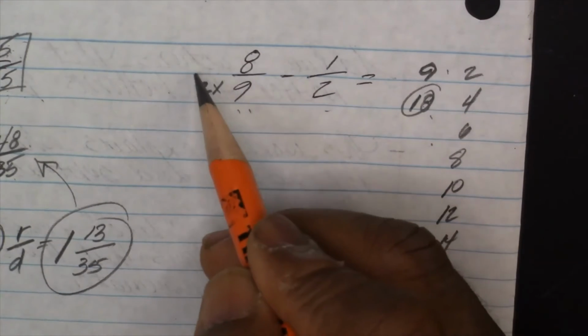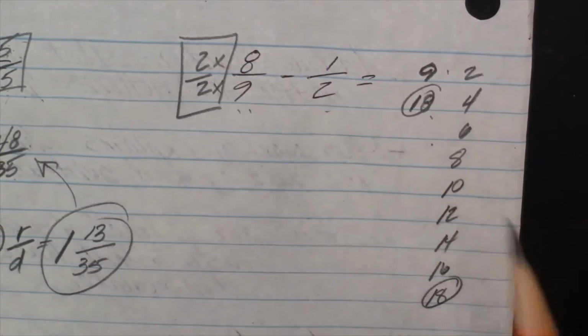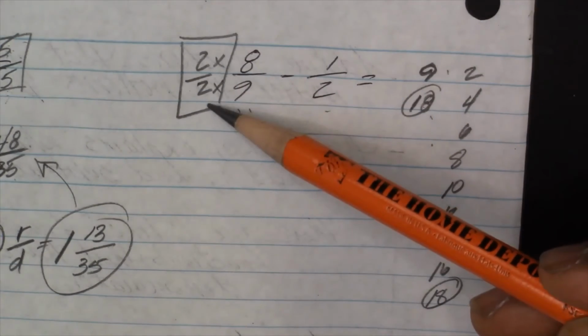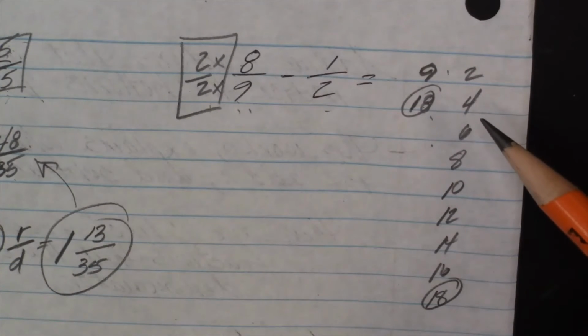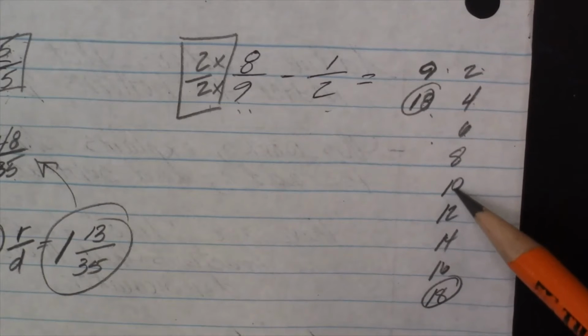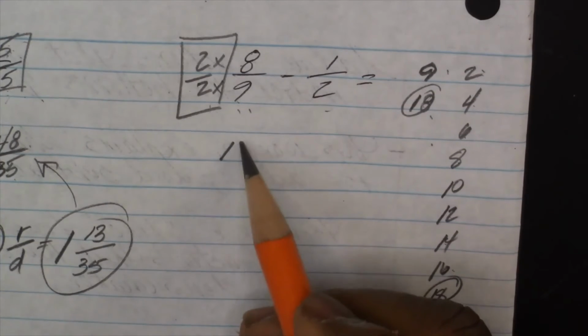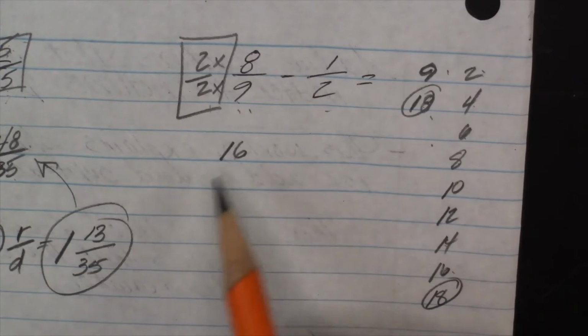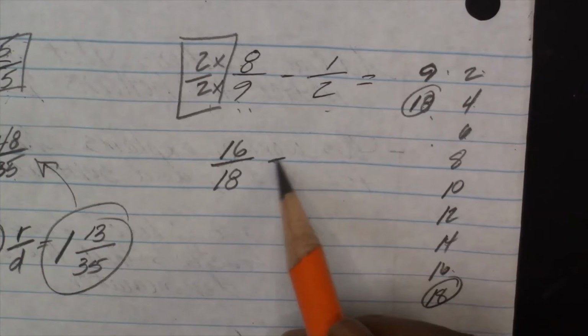What I do to my denominator, I have to do to my numerator. So I set up an ugly 1 that has 2 times 9, 2 times 8. 2 times 8, well, 1, 2, 3, 4, 5, 6, 7, 8. 2 times 8 is 16. And 2 times 9 is 18. So I have half my problem done.